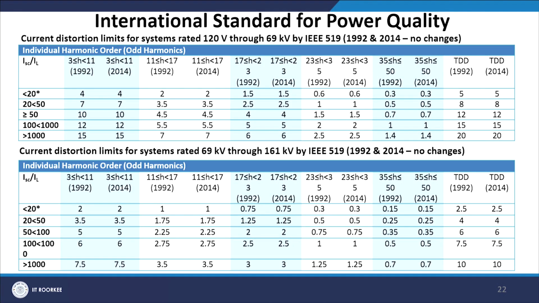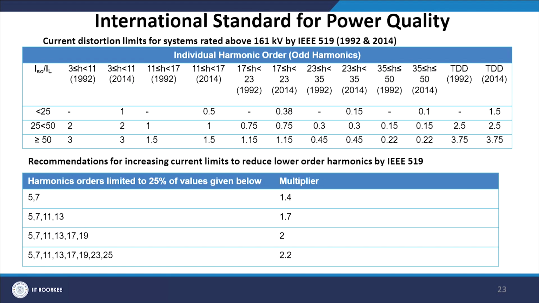Similarly, we can see the current distortion limits for system rated 120 volt through 69 kV by IEEE 519. No changes. Current distortion limit for system rated 69 kV through 161 kV by IEEE 519, 1992, 2014, no changes. And similarly, current distortion limit for system rated from 161 kV above, both 1992 and 2014 are specified.